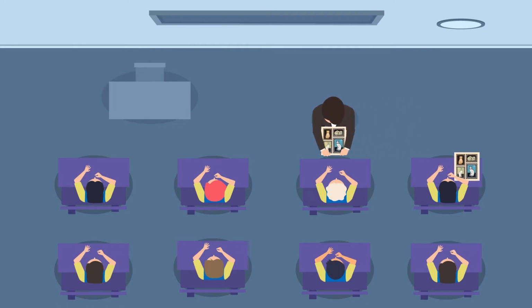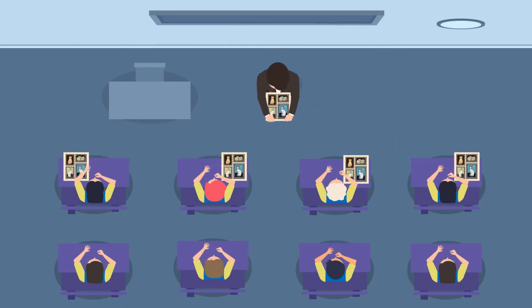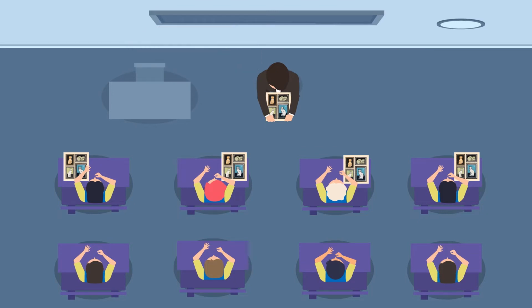Now, distribute some old stamps among the students and ask them to repeat the same process as earlier. Tell them they have to trace the area of the stamp on the grid and measure its boundary. When done, we will begin with the discussion.